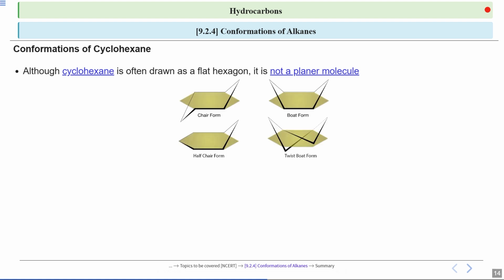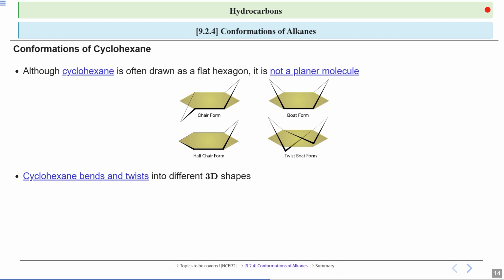How? Let's see. So basically here we have an image to illustrate the 3D structure of cyclohexane. Notice how it bends and twists, which is a key characteristic of its conformation. Visualizing this helps us to understand the spatial arrangement. Now, cyclohexane adopts various conformations. If you see here, it has a chair conformation, a boat conformation, a twist conformation, a twist boat conformation, and a half chair conformation.